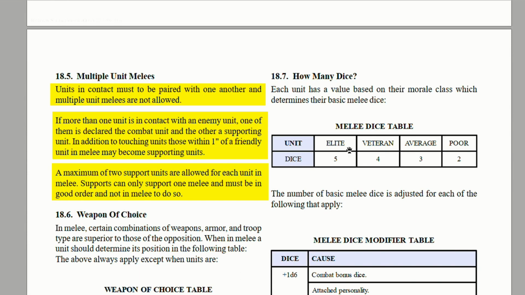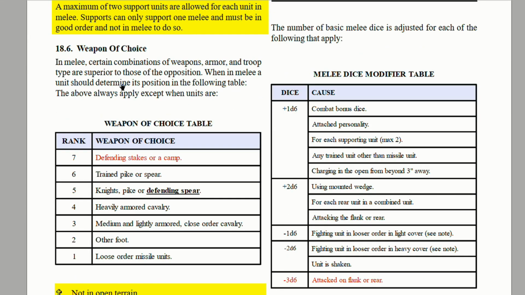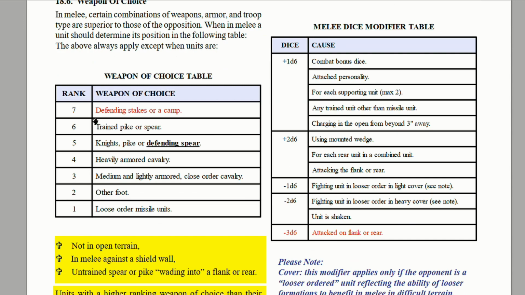Now, how many dice? Elite have 5 dice, veteran have 4 dice, average have 3 dice, and poor have 2 dice. But now here is the innovative part of melee, weapon of choice. Now, what is the weapon of choice? In melee, certain combinations of weapons, armor, and troop type are superior to those of the opposition. When in melee, a unit should determine its position in the following table. So, defending stakes and camp is a weapon of choice with a severity of 7. Trained pike or spear is a weapon of choice with a severity of 6.